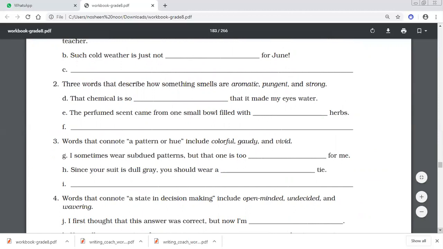Okay, number 3 is words that connote a pattern or hue. A pattern of what? A pattern of color, a pattern of shades. Now, the words that connote a pattern or hue are colorful, gaudy, and vivid. Let me highlight.